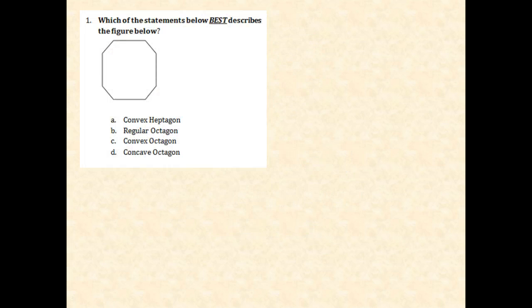Which statement below best describes the figure below? Well, it's not regular because a regular polygon has all the same sides, the same length, and the same angles. We might have the same angles, but definitely not the same lengths. This one does not look the same length as that one, so it's not regular.